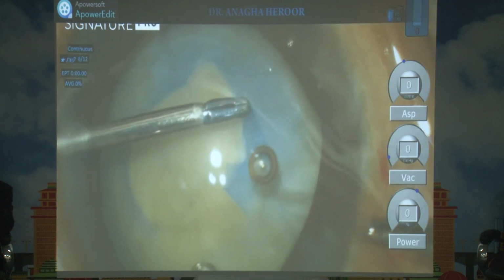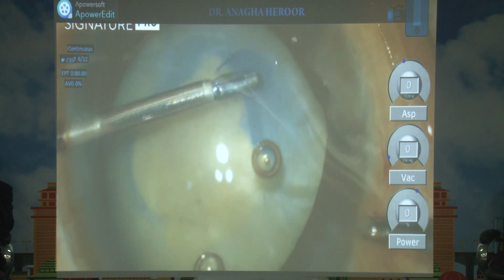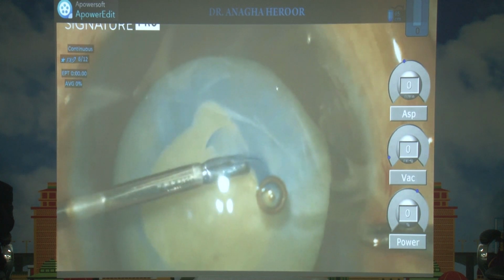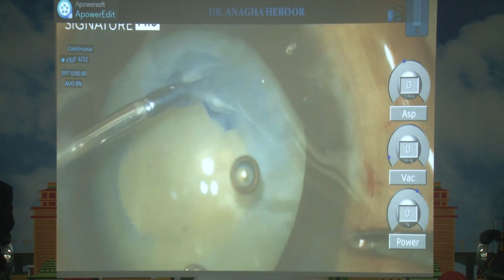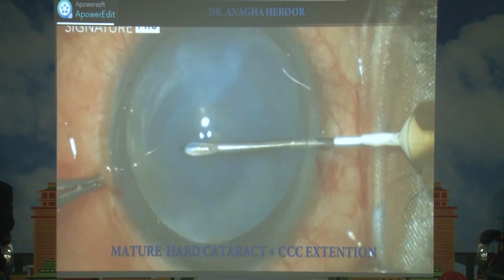So the shape may not be circular, but at least you need to have an adequate size so that it doesn't cause phimosis, and you are able to continue with the phacoemulsification well, and you should have a good centration of the intraocular lens. So this is basically salvaging the capsular rhexis.